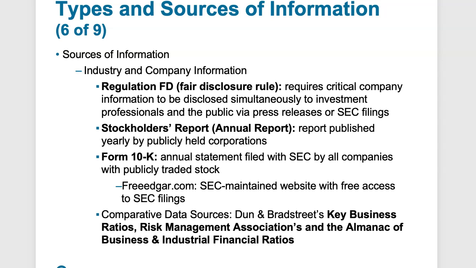Now, comparative data, as far as comparing sources of data, Dun & Bradstreet does a good job of comparing key financial ratios of different businesses. So there are some websites, Hoover's is one of them also, that you can get comparative data across many industries or companies.